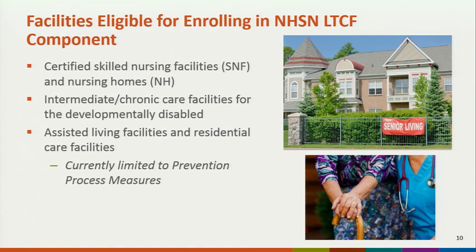Certified nursing facilities, or SNFs, and nursing homes are eligible to report in the long-term care facility component. Those facilities represent the largest majority of our currently enrolled facilities. Also, intermediate chronic care facilities for the developmentally disabled are able to report and fully use our component. And then assisted living facilities and residential care facilities are also able to use the long-term care facility component with limited access to prevention process measures.